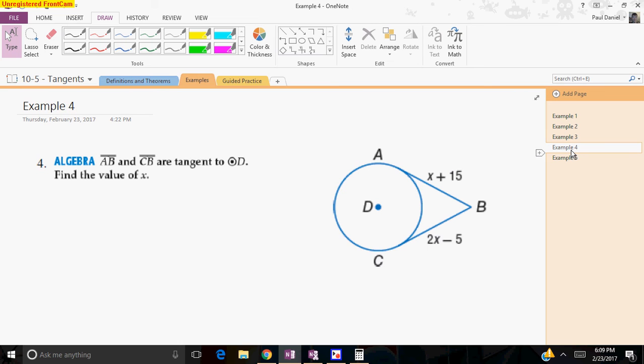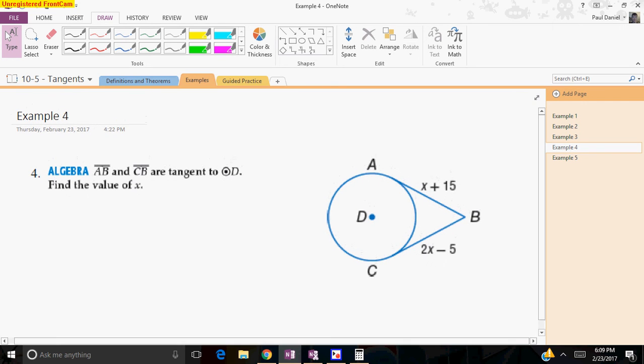In this one, they tell us that we have two tangent lines, two things that are tangent to this circle D, and they're both originating from the same exterior point.